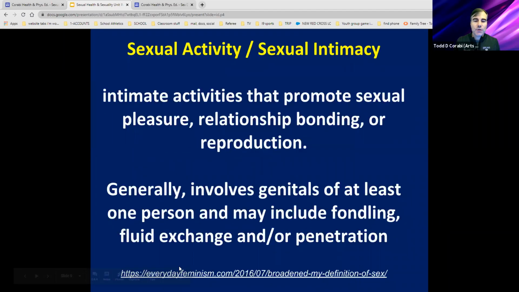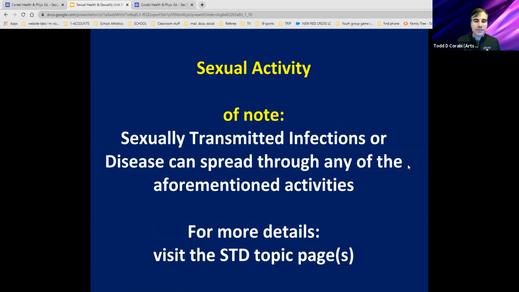So we're focusing on the first definition of sex. Sexual activity and sexual intimacy are intimate activities that promote sexual pleasure, relationship bonding, or reproduction. It generally involves the genitals of at least one person and may include fondling, fluid exchange, and/or penetration. That is a definition from Everyday Feminism, 2016. It is of note that sexually transmitted infections or diseases can spread through any of the aforementioned activities, and there are absolutely more details on the sexually transmitted infection pages.